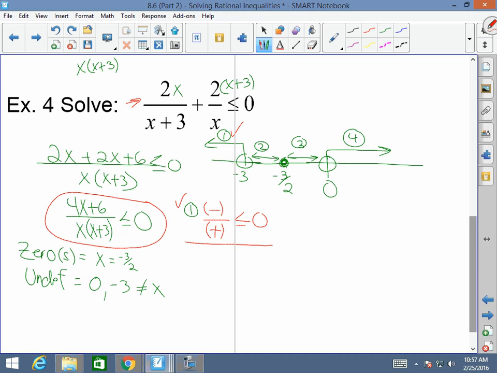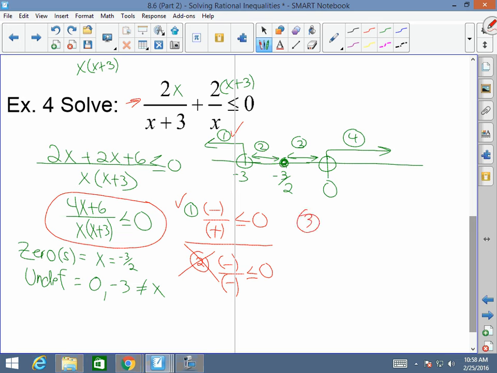Let's try interval 2, which is not going to work. What's a nice pretty number between negative 3 and negative 2? So negative 2 times 4 is negative 8 plus 6. That's a negative up top. And you have a negative 2 times negative 2 plus 1, plus 3. Negative 2 plus 3 is 1. 1 times negative 2 is a negative. So I have a negative here. Is that less than or equal to 0? No. Interval 2 does not work.